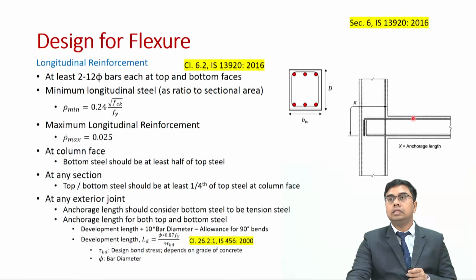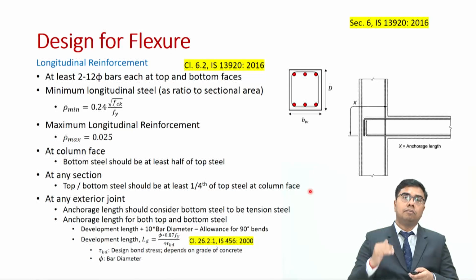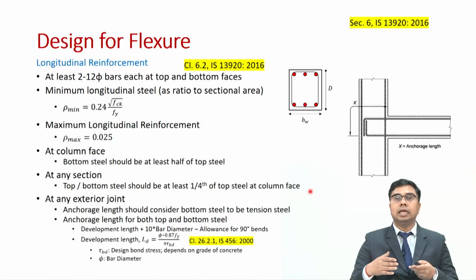Further, at any section, top or bottom steel should be at least 1/4 of the top steel at the column face. So, this is also because of the same reason that at any point of time during earthquake, any of the fibers, whether it is top or bottom, can go into tension or in compression or into repeated cycles of compression and tension.